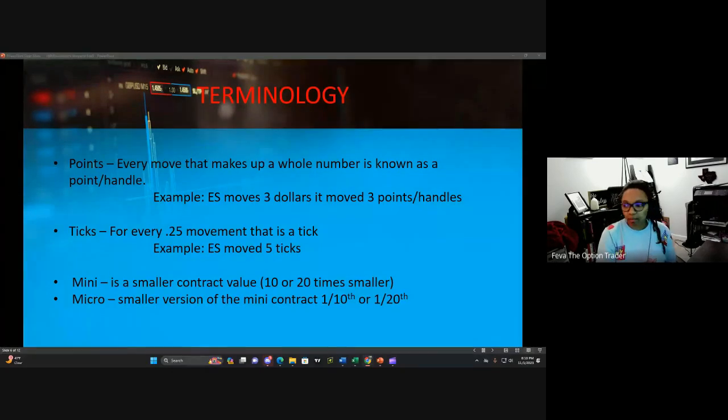So for example, we have NQ, which moves at $20 a point. It moves $5 a tick, which is every quarter, and for a point, it's going to move $20. So a micro of that is going to move 50 cents for every tick and $2 for every handle. So it's just breaking it down: 50 cents a tick when you're playing the micro, and $2 for every point or handle.